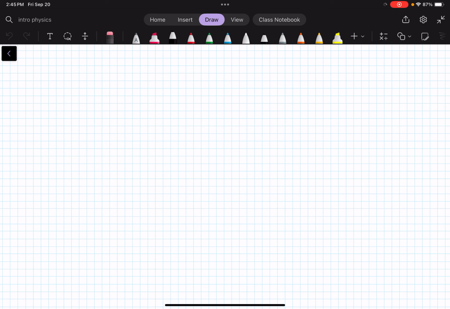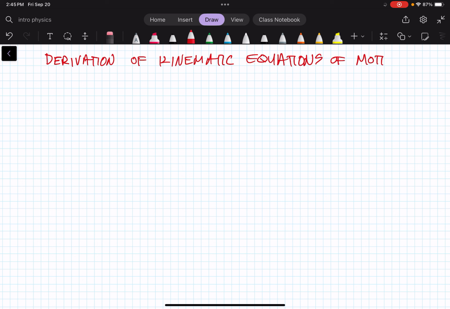One in particular, which is something I promised in lecture this week, is the derivation of the kinematic equations of motion. As I mentioned in lecture this week, we can start with just a couple of equations and get to those three big ones that we boxed in lecture. So we'll start with the definition of average velocity.